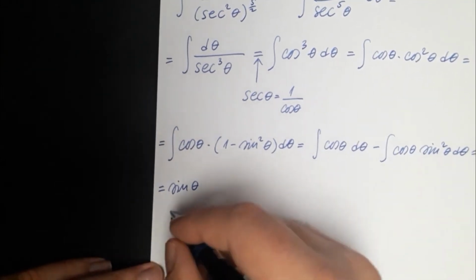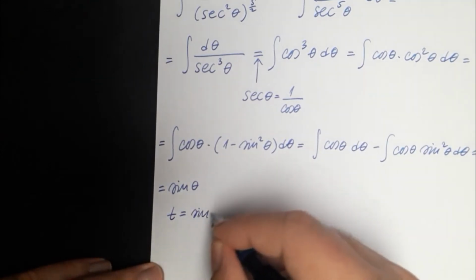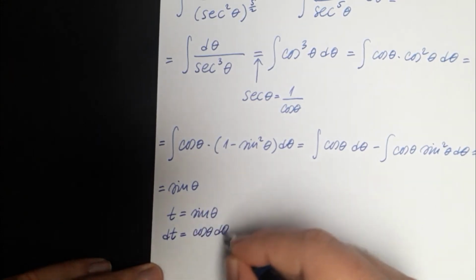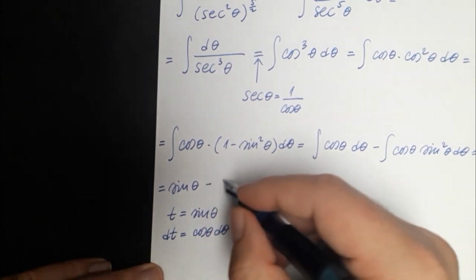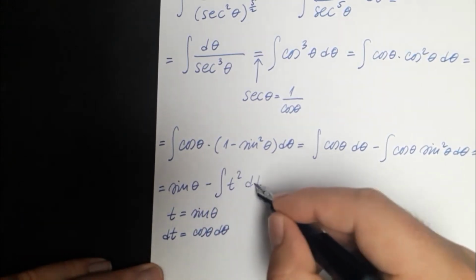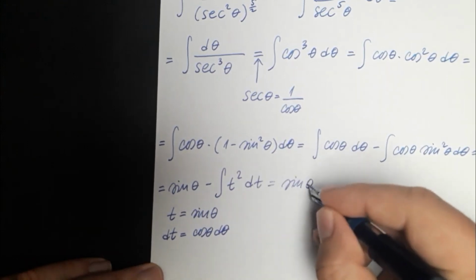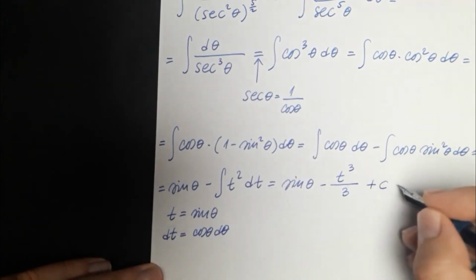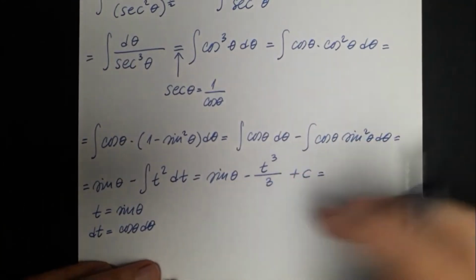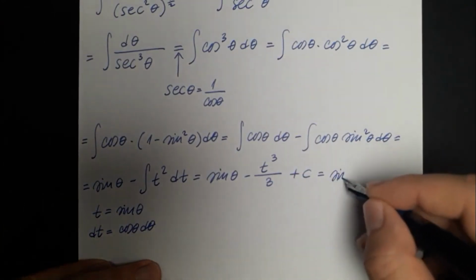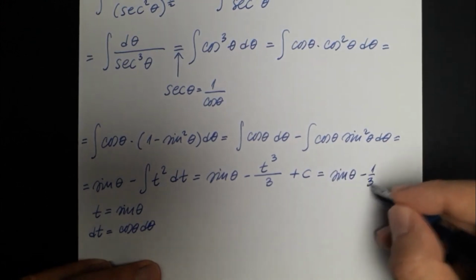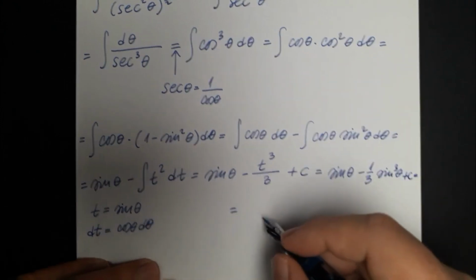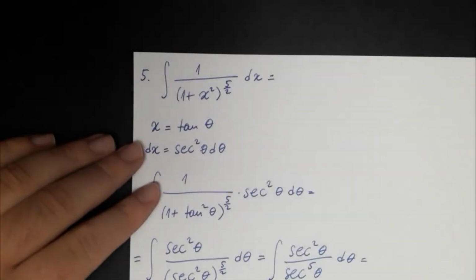and at this point we can introduce the substitution that t is equal to sine theta, and then differential of t becomes cosine theta d theta. So the integral becomes minus integral of t squared dt, which is equal to sine theta minus t cubed divided by 3 plus c. And when we return t into a theta world, we get sine theta minus 1/3 sine cubed theta plus c.